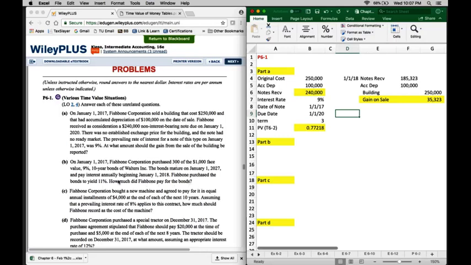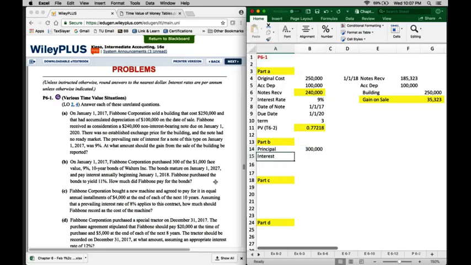So the question really is asking what's the selling price of the bonds. In this case, Fishbone is the buyer, so they're asking me how much I should pay for it. 9% is the bond interest rate. 11% is the market interest rate. So I will have to calculate the present value of two numbers. I'll calculate the present value of the principal and the interest. How much is the principal? The principal is 300 times 1000.